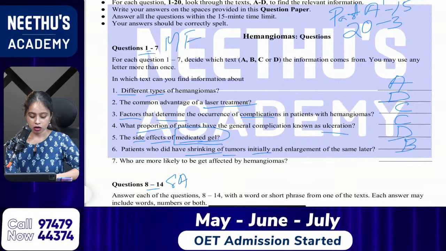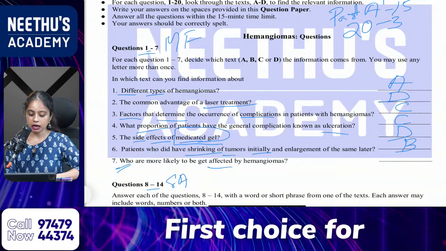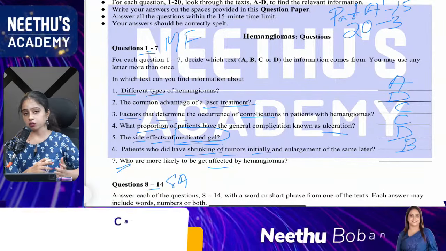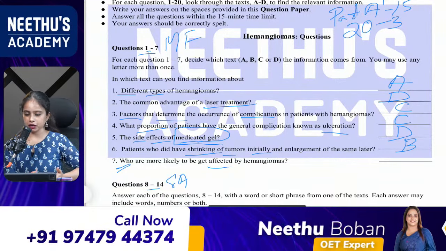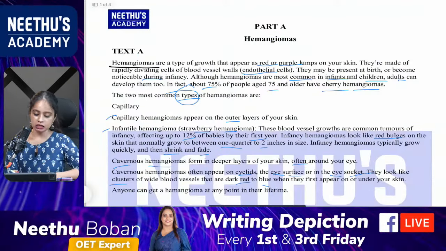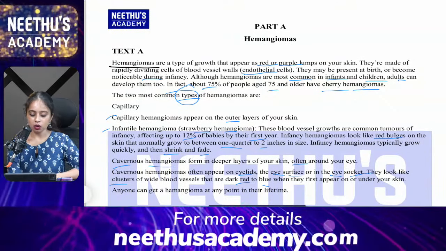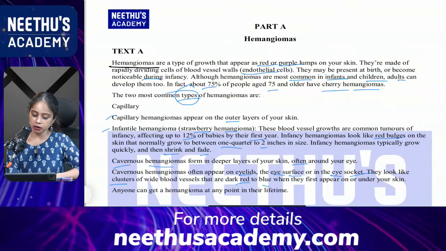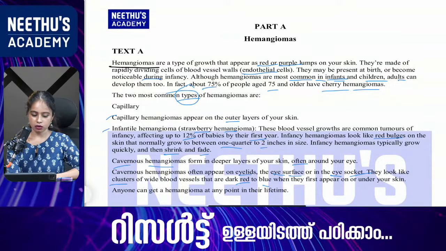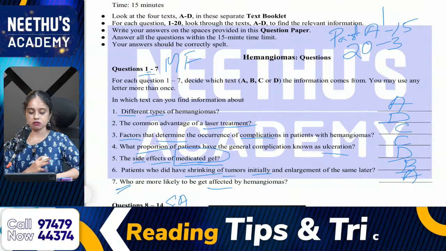Okay, 7th one. Who are more likely to get affected by hemangiomas? We need that overall proportion. How many of the patients got affected? The spreading, the prevalence, which is mentioned in text A. See the first paragraph: although hemangiomas are most common in infants and children, adults can develop them too. So that is from text A, and that is the end of the first set of questions.